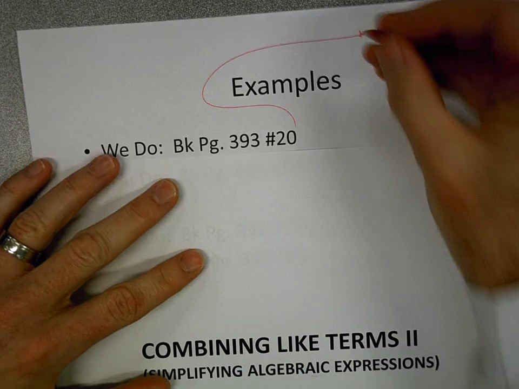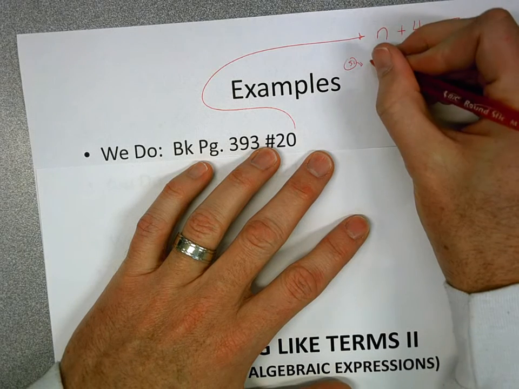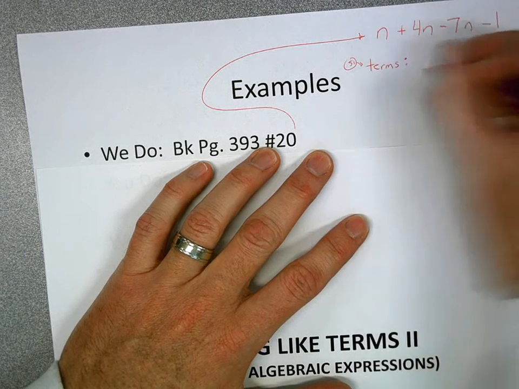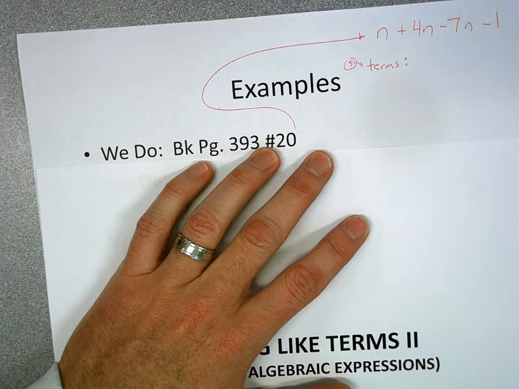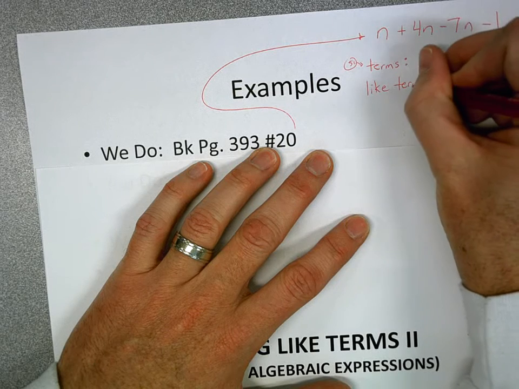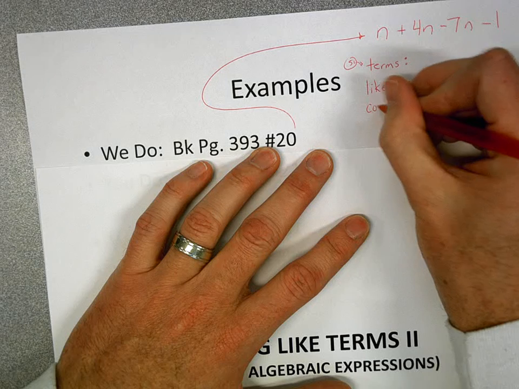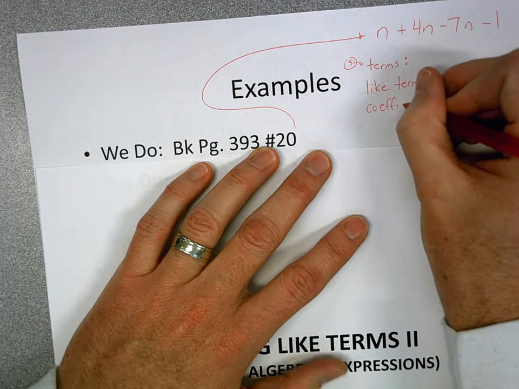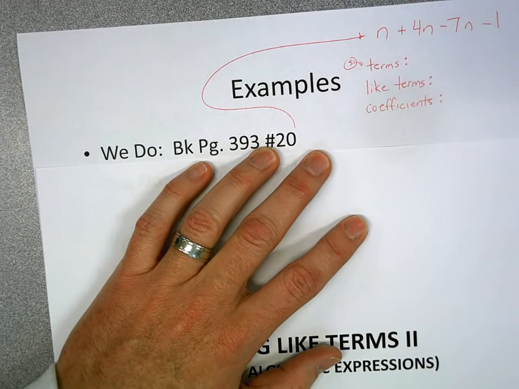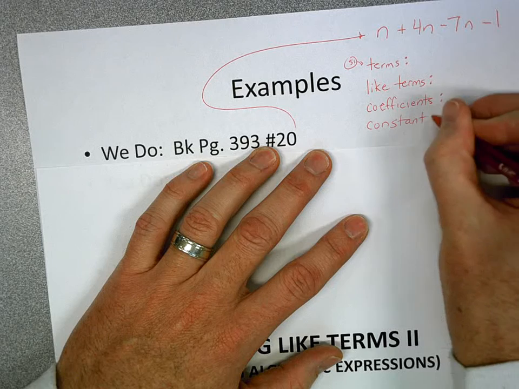So here's what you're going to do, and we'll call this step 1: in the problem, you're going to write those 4 things. Let's write terms, and we'll put a little colon here because that means we're just going to list them right now. Like terms, coefficients, and constants.